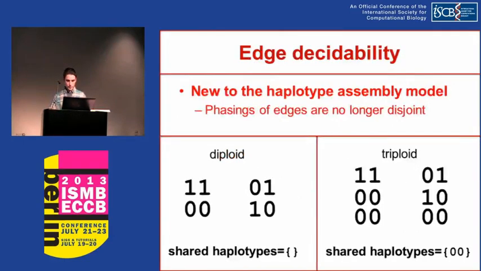So the first concept in these compass graphs is edge decidability. So in the diploid case, if we had a read, then the read either falls into this phasing category or this phasing category. It's very easy to figure out which one it falls into. However, in the triploid case, just as an example, these are two different explanations for two adjacent variants. If we have a 0,0 read, we wouldn't know which one to put it in because they both share this haplotype. So we no longer have this disjoint explanation condition.